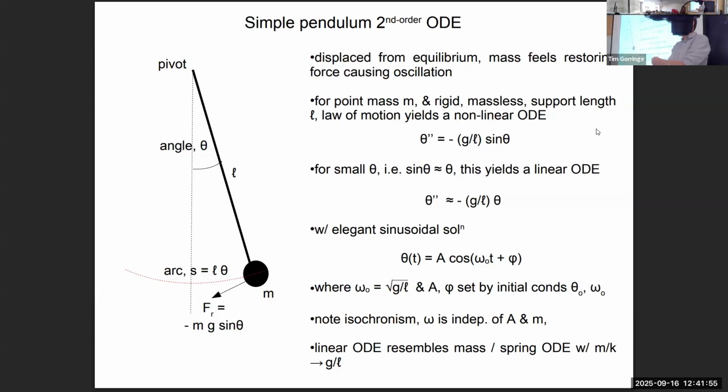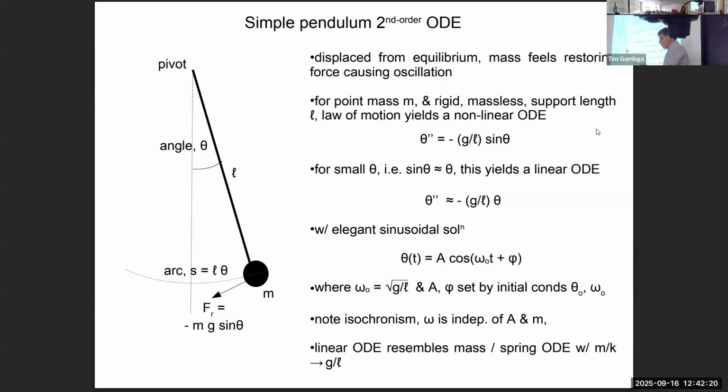Those solutions have a characteristic frequency. So a given pendulum in a given gravity field has a characteristic or natural frequency to it. That's just the square root of the acceleration of gravity divided by the length of the pendulum. So that comes out of this factor here.